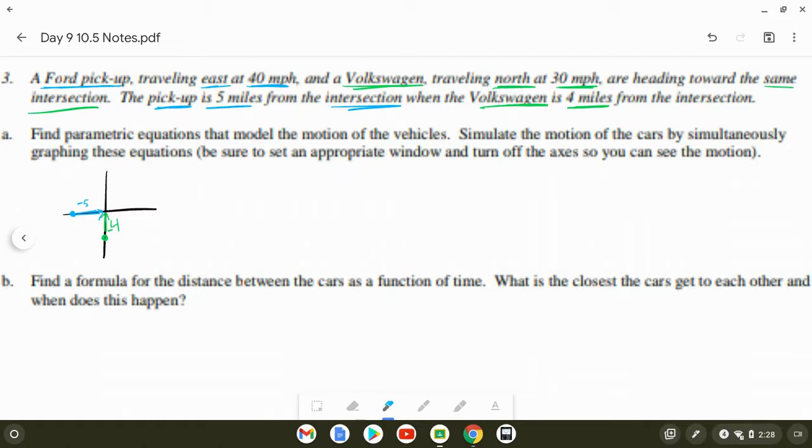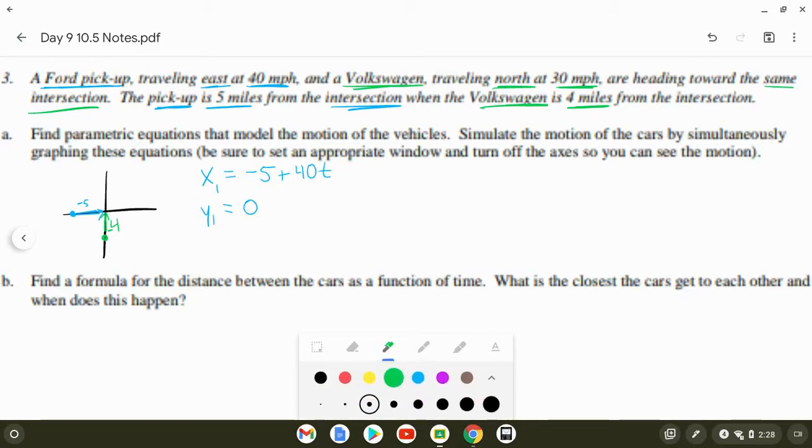So we're going to start with the pickup truck and its horizontal distance. The truck is at -5 miles from the intersection, and it's going at a speed of 40 miles per hour. T would be hours, and they're moving at a rate of 40 miles per hour. Their vertical distance, if we're looking from an aerial view, would be nothing because they're going straight east.